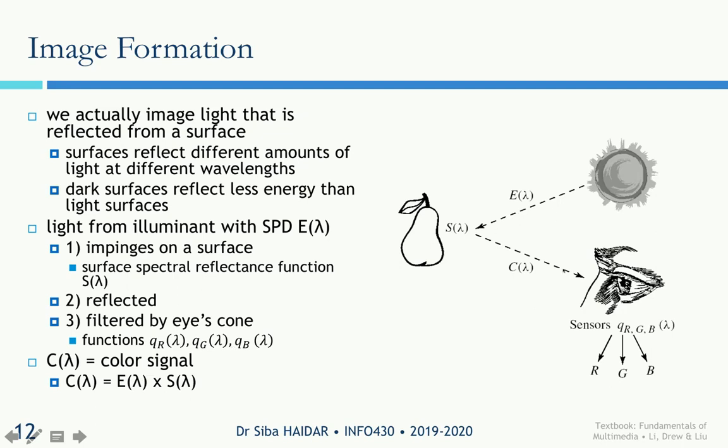And here is what we want to see. What is the color signal? C of lambda is called the color signal. In fact, we see E of lambda times S of lambda. Okay, we perceive it, and everyone perceives it in their own way, depending on how they make the functions Q of R, Q of G, and Q of B.